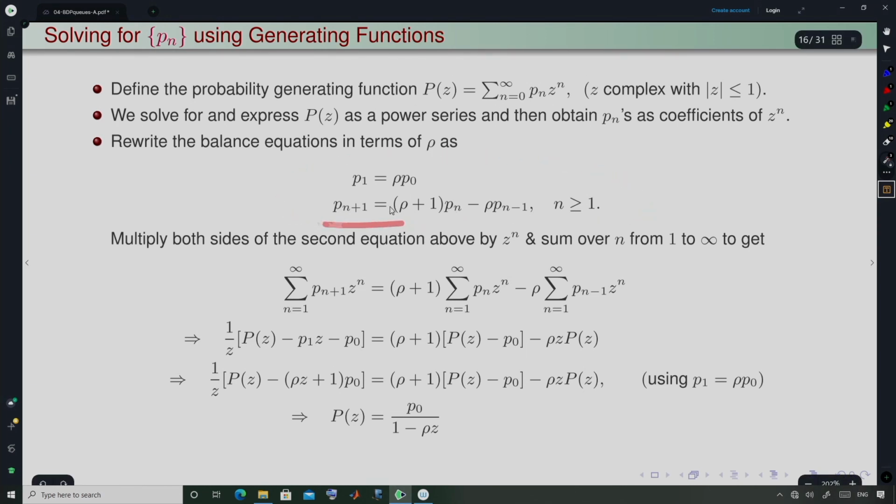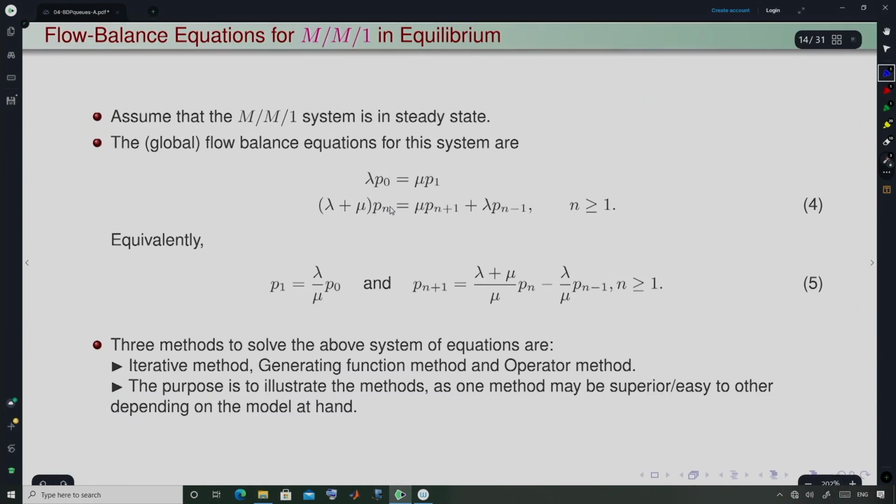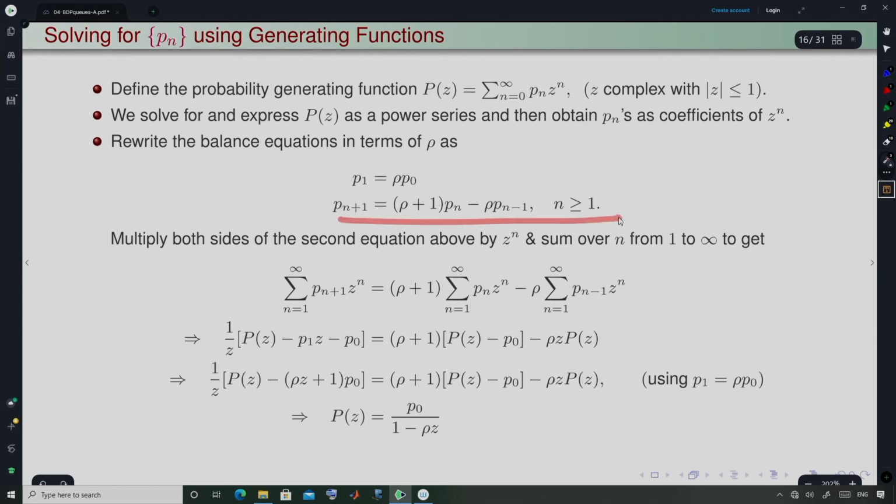This is exactly the same equation as earlier. You divide by mu and write P1 equal to rho P naught, and Pn plus 1 in terms of Pn and Pn minus 1. This is what you have here.